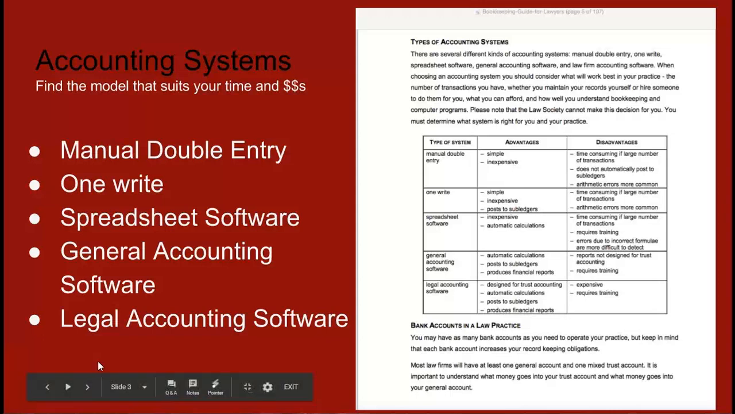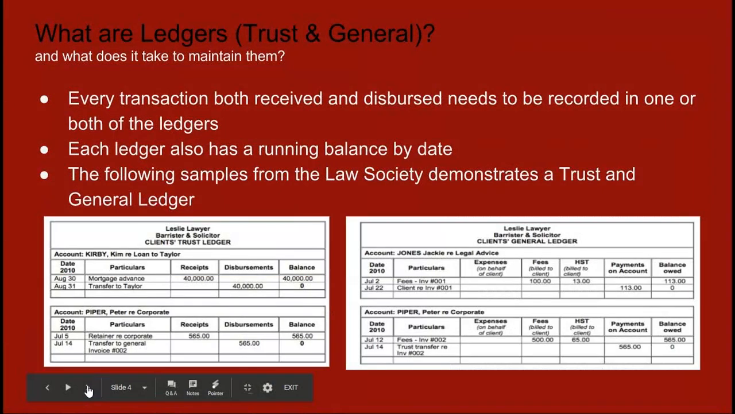But you do obviously have the option of doing this the manual way. And just to make sure, if you do it the manual way, then you have a process to generate all these reports and compliance documents that are required as part of your audit process. Okay? So one of our first agenda items today is talking about ledgers. We're going to talk about trust and general ledgers and what it takes to maintain them.